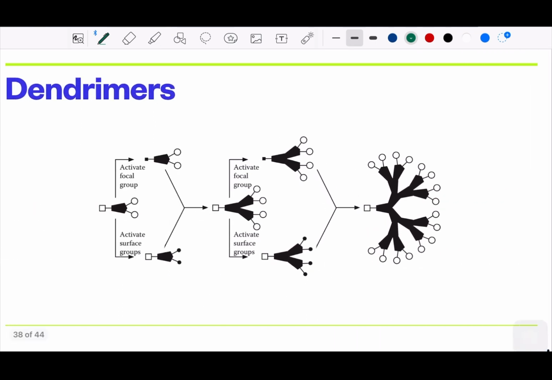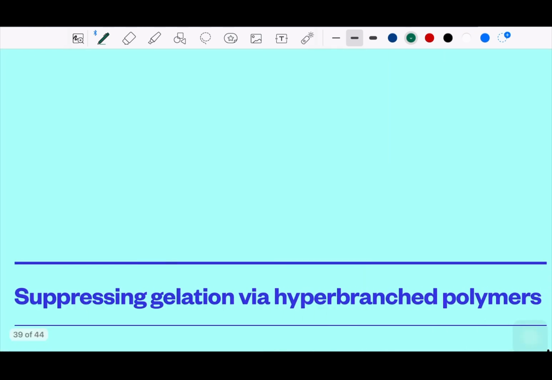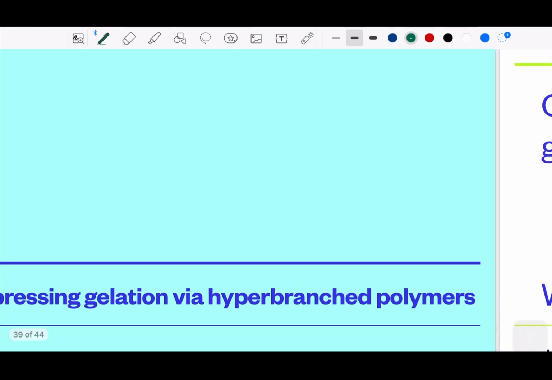So what do these dendrimers do, and what is the consequence for our gelation? These dendrimers will suppress our gelation. It will stop the gelation, or the gelation will take place slowly for these dendrimers or hyperbranched polymers.